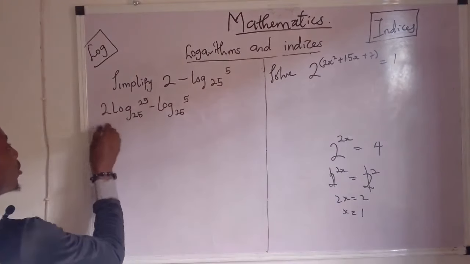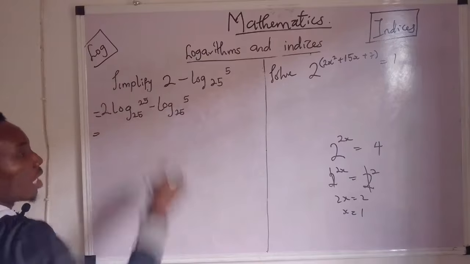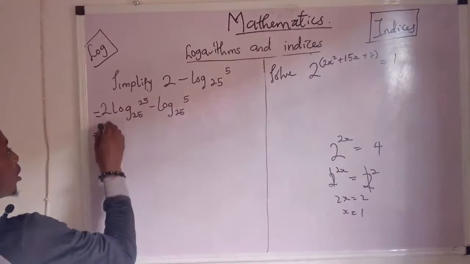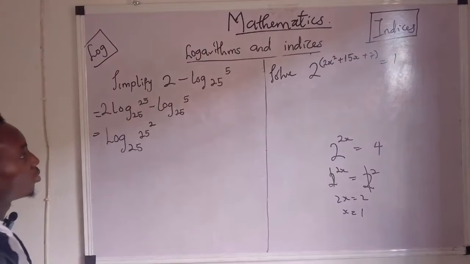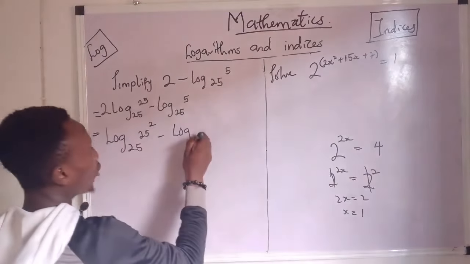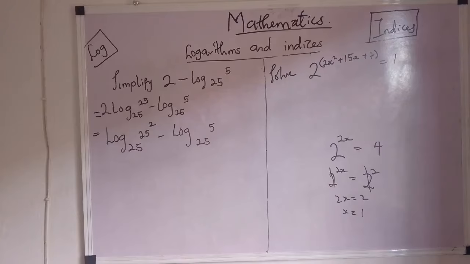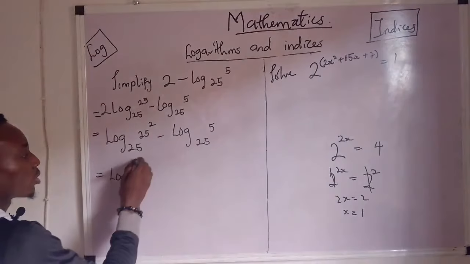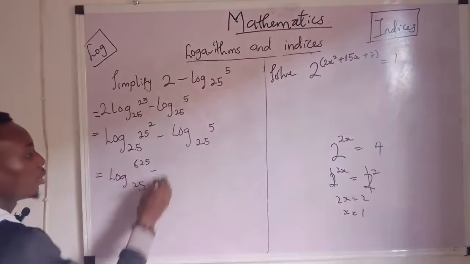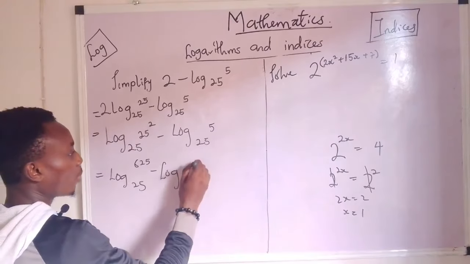Look at this now. This one becomes the power for this one. Another law of logarithm. So you have log base 25 of 25 raised to power 2 minus the logarithm of 25 raised to power 5. Okay. Now you have log base 25 of 25 squared, which is 625, minus the logarithm of 25 raised to power 5.